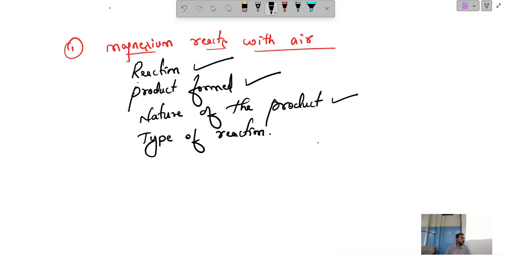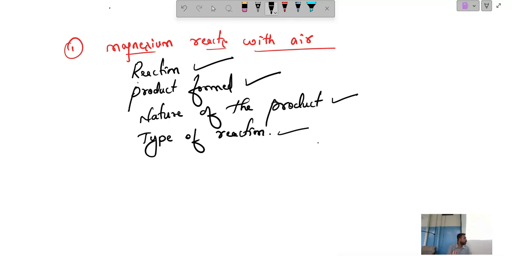So what is the color of the product? In which form is it present? Understood? And also they may give you the reaction Mg plus O2 gives MgO and ask: identify the type of chemical reaction. A, B, C, D: combination, decomposition, displacement, double displacement. You have to choose which type this reaction is.